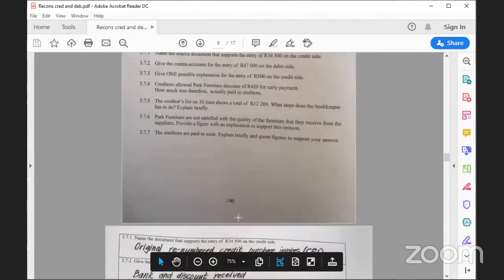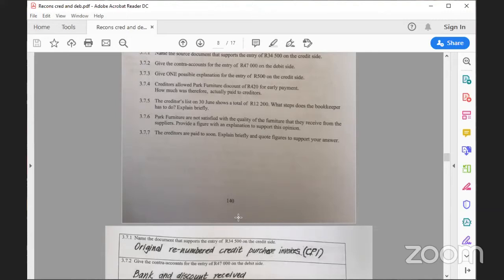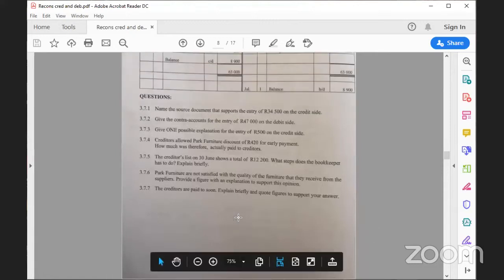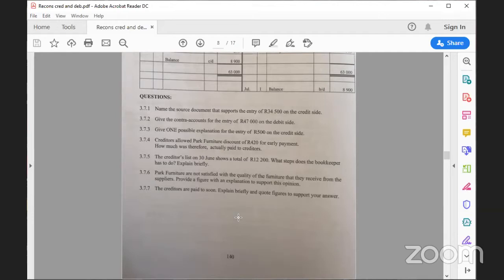Next up, the creditors list on 30 June shows a total of 12,200 Rand. What steps does the bookkeeper have to do? Explain briefly. So think about what I said. She or he should obviously compare it. So I'm not going to give you the answer just yet, but have a think about what did I mention in my previous lessons? If you have not yet got those lessons, please go and have a look on YouTube.